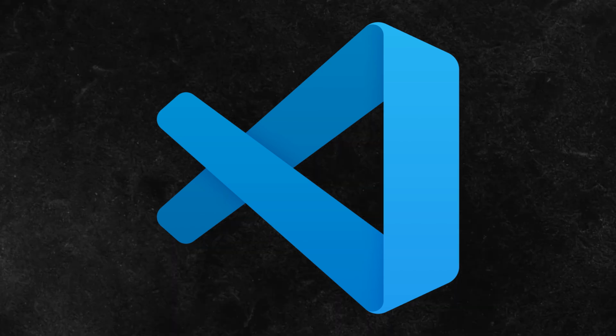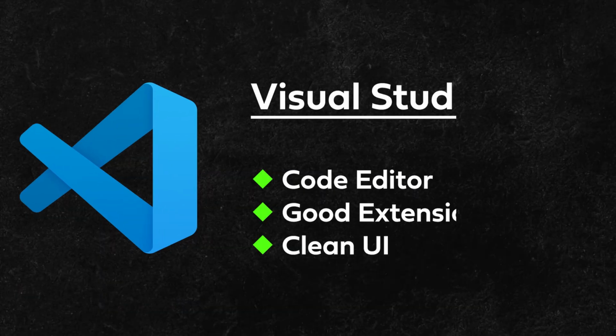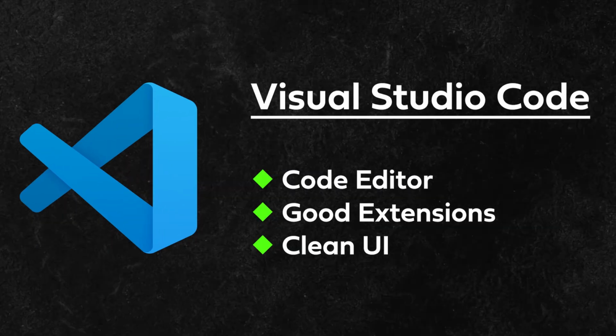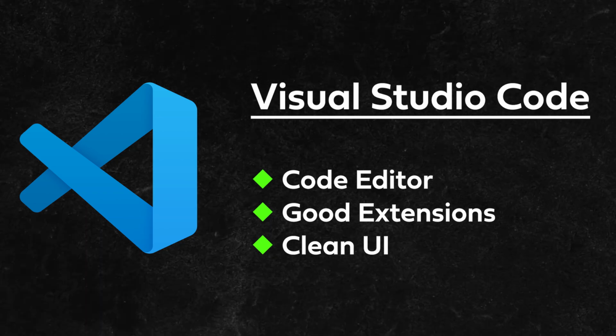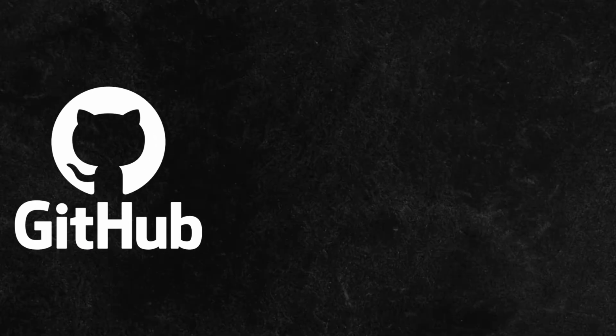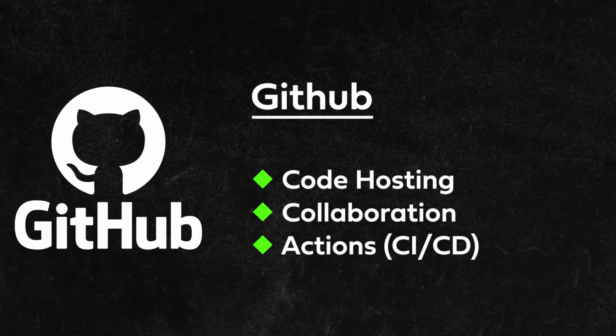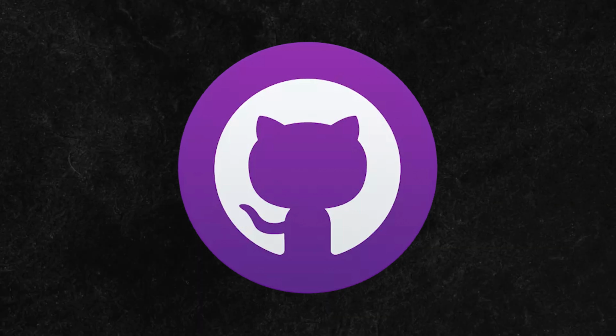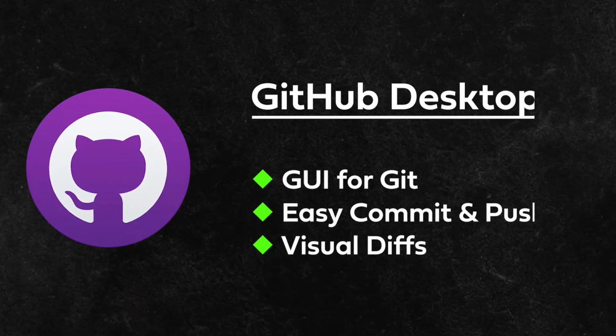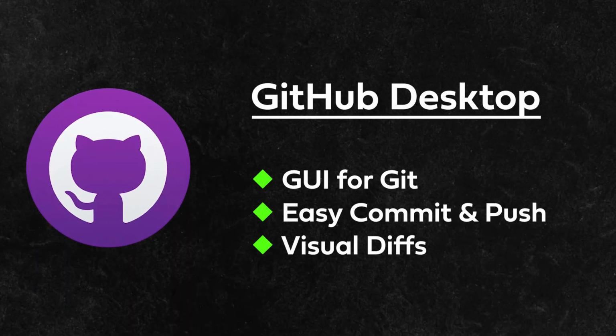Now, there are some tools you want to get familiar with. Here's a list of them if you're not already using them. Visual Studio Code. This will serve as your code editor. Learn to leverage its extensions and tools. GitHub. This is where you will upload your code and make you hireable. GitHub Desktop. A great way to interact with GitHub using Git for beginners.